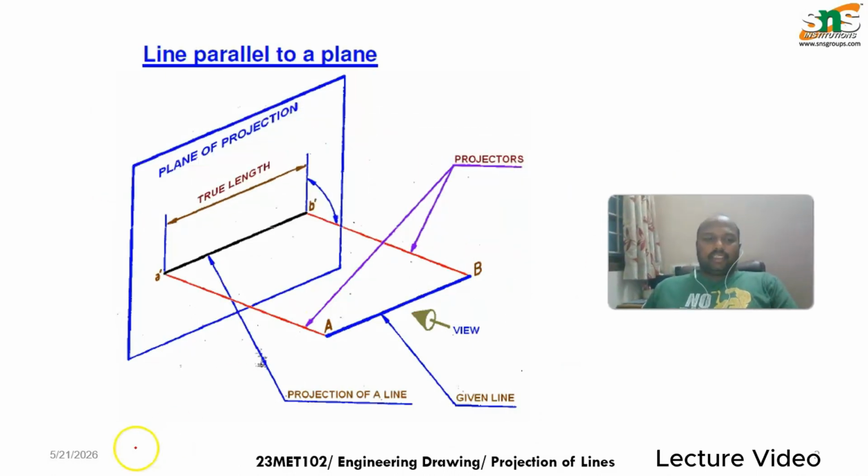The first topic is the line parallel to the plane. This is the plane of projection. Parallel to the plane means that if we take a plane of projection, the line is parallel to it. We are going to view from here, so the projection of this line is going to be seen in the plane of projection. This is the projection of the line, and this is the given original line. The distance between the points, point A the starting point and point B the ending point, is completely seen as the projection on this plane. So this is the line parallel to the plane.